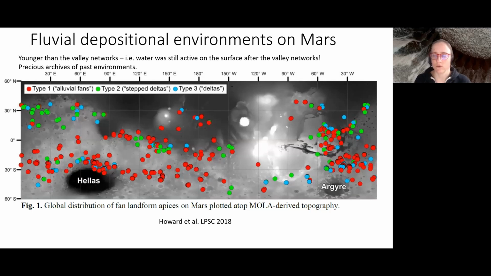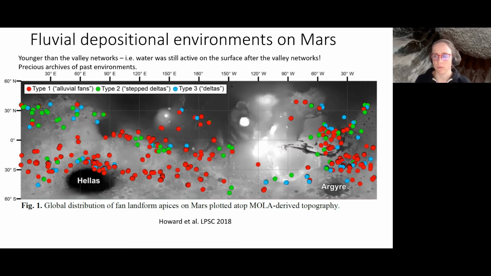So what other evidence do we have? After the Noachian period, so after the early warm and wet period, we also find another important aqueous system, evidence for fluvial activity, evidence for water running over the surface, eroding sediments and depositing them again. And these are fluvial depositional environments. And what do I mean by this? Well, I'm talking about alluvial fans, I'm talking about deltas, and I'll explain in the next few slides what I mean by these two terms.